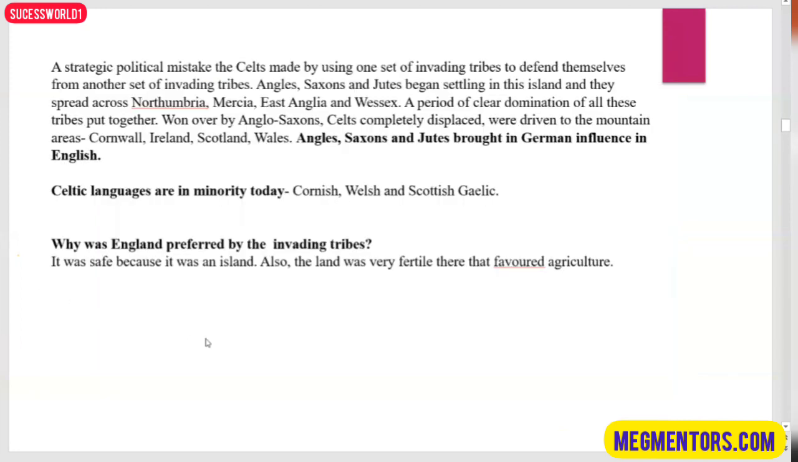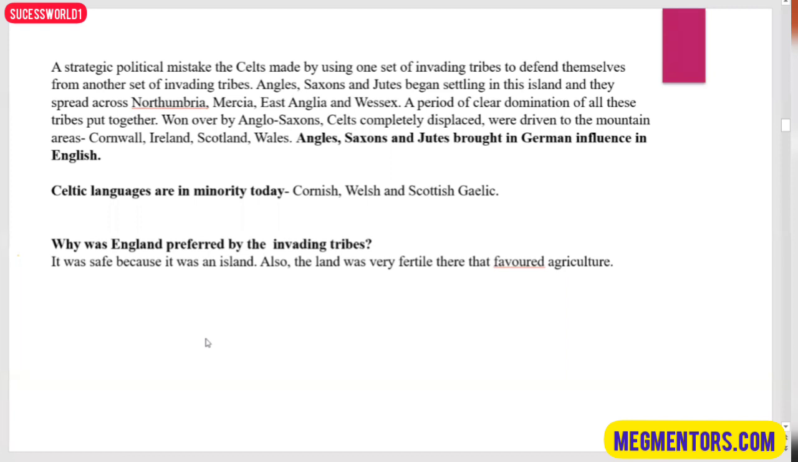What they did, they themselves settled there, and they pushed the Celts. They completely displaced the Celts. They were driven to the mountain areas, and pushed to areas like Cornwall, Ireland, Scotland, Wales, and so on and so forth. The Celts first thought that the Anglo-Saxons and Jutes were going to defend them, and that taking their help would be beneficial for them. That is what they thought, because they were helping fight the Picts and Scots.